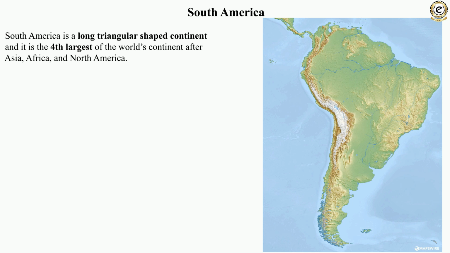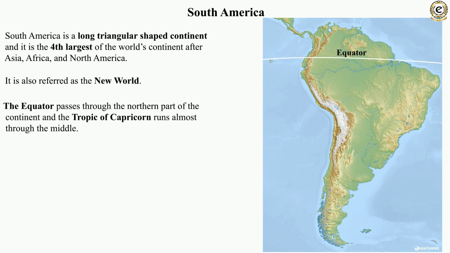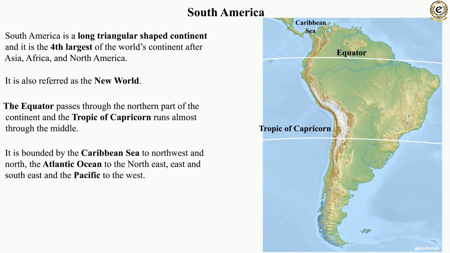South America is a long triangular shaped continent, and it is the fourth largest of the world's continents after Asia, Africa and North America. It is also referred to as the New World. The equator passes through the northern part of the continent, and the Tropic of Capricorn runs almost through the middle. It is bounded by the Caribbean Sea to the northwest and north, the Atlantic Ocean to the northeast, east and southeast, and the Pacific to the west.